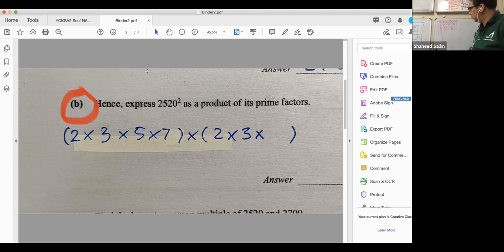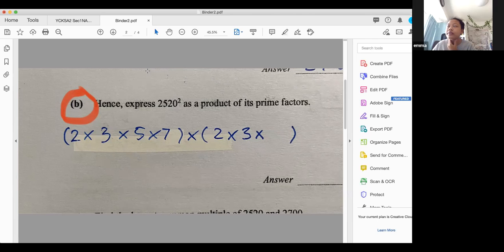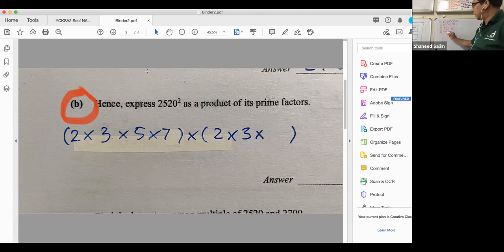Divide by 3 again. What do you get? 105. So I divide by 3 to the power 2, because this one will also become 105. Agree? You can see the screen? Okay. Now then you want to divide by 3 again.